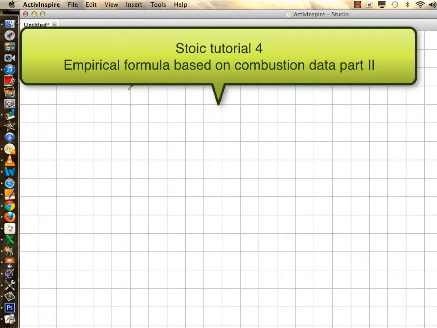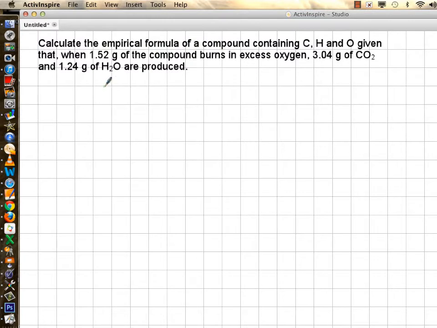I'm going to solve a problem similar to the one I had done before, except this time you also have oxygen. There is a compound that contains carbon, hydrogen, and oxygen, and we are trying to find variables x, y, and z to say what's the empirical formula. This is burned or combusted in presence of oxygen, plenty of oxygen. Then again, you produce carbon dioxide and H2O.